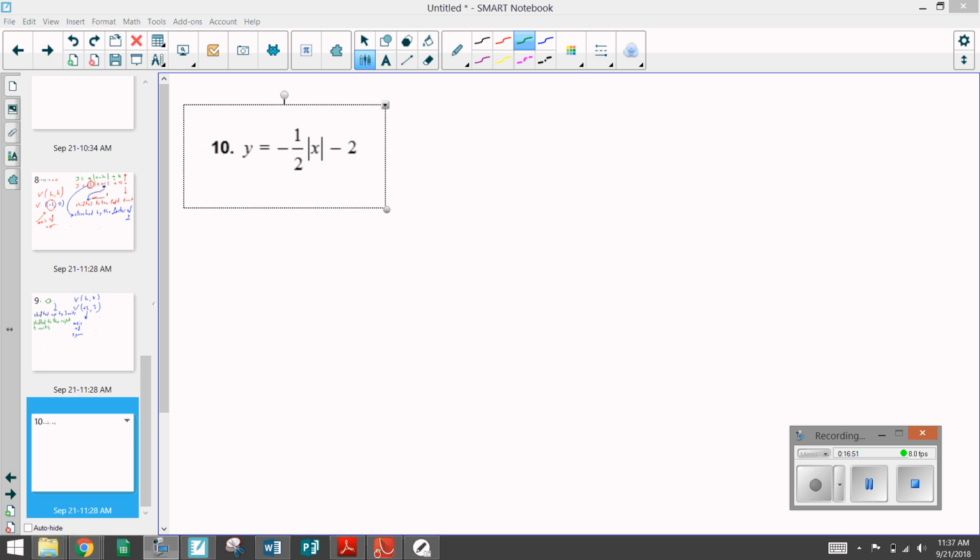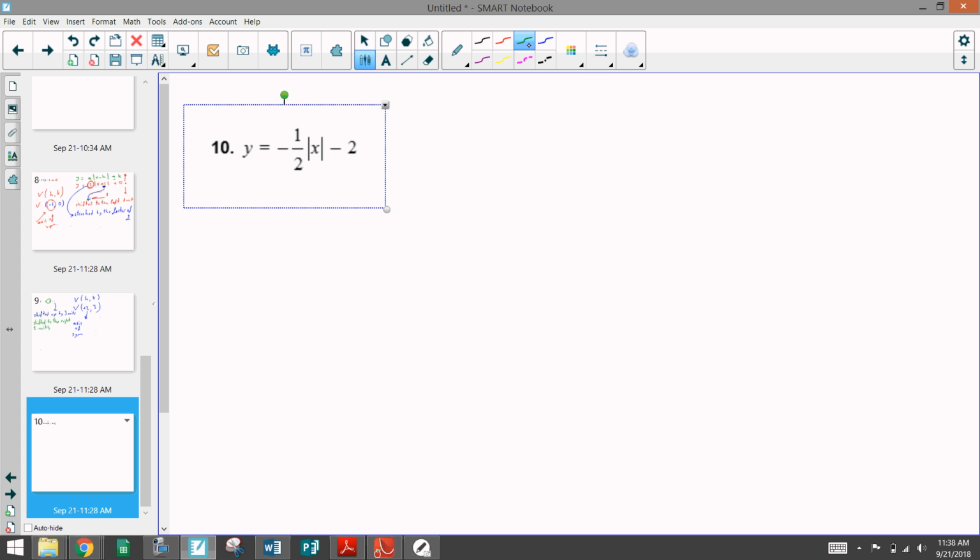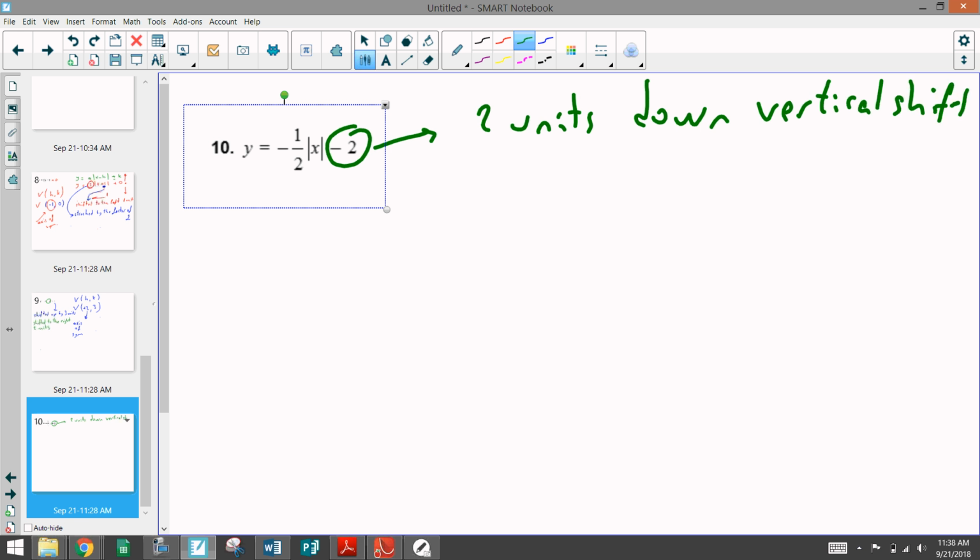Yes, because there is nothing inside of the x, there is no horizontal shift. But I can easily say there's going to be a vertical shift. Christo, is that right? Tell me the vertical shift. Say again. 2 units, where? 2 units down. Vertical shift, 2 units down.